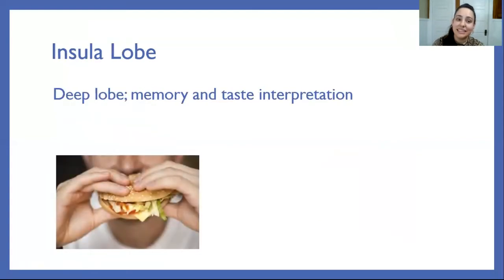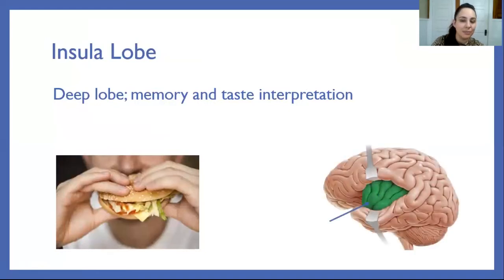Then we have the insular lobe. Now this lobe is deep in the brain. It's going to handle your memories and taste interpretation. So if you peel back part of the parietal and part of the temporal, then we can see the insula deep on the inside.